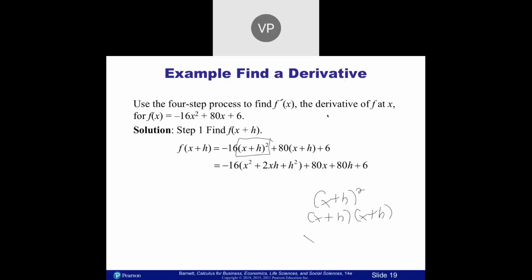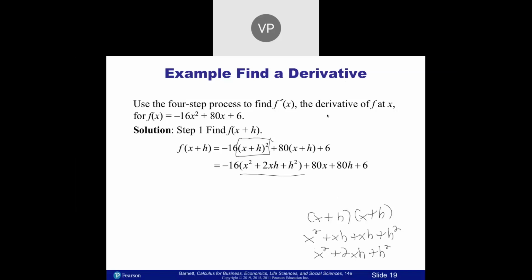But when we FOIL this out, we get x squared, we get an xh, we get another xh, and we get an h squared. And those two middle terms, that's why you get a 2xh in the middle. Make sure these don't look like b's, they're all h's. So that's how they got this right here. It was the FOILing out of the x plus h squared.